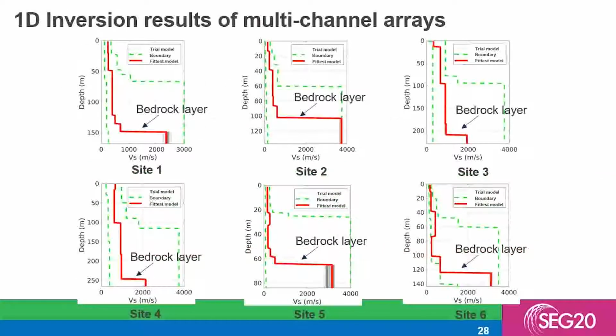We get the 1D inversion result from multi-channel arrays at 6 sites using a PSO-based dispersion curve inversion. When the velocity is larger than 2,000 meters per second, we can identify the layer as bedrock. From the inversion, we can notice that at most of the sites, the bedrock depth is 100 meters or more. Compared to other parts of Singapore, the bedrock depth in this part is really deep.